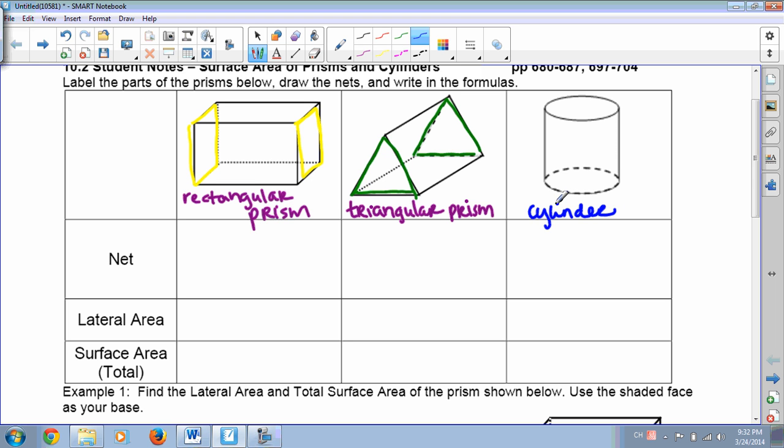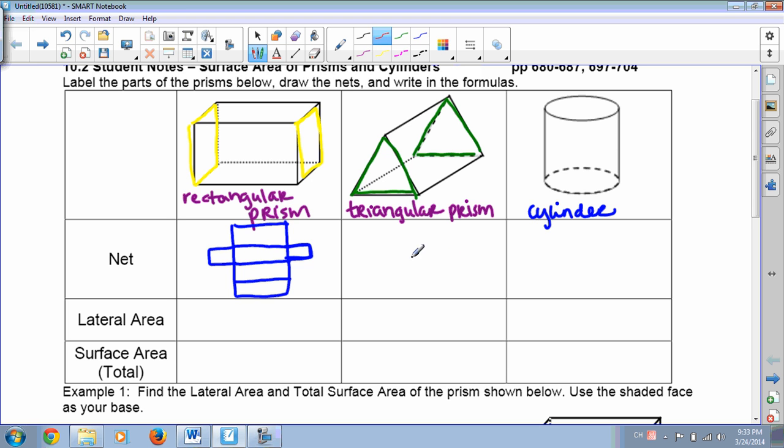Okay, so the nets for these guys, now forgive my drawing, I'm going to do the best that I can. The nets for a rectangular prism will look something like this. Rectangular prisms have four rectangular faces and then two rectangular bases. So when you fold all these up, it creates a rectangular prism.